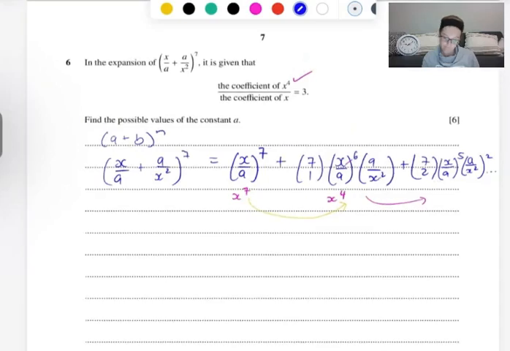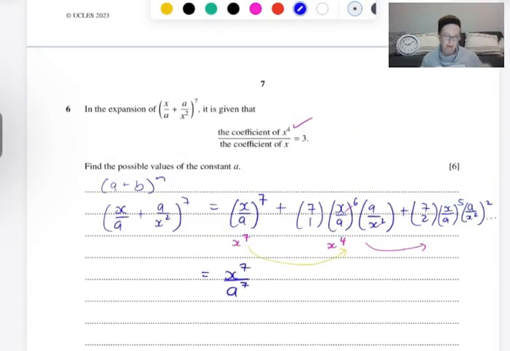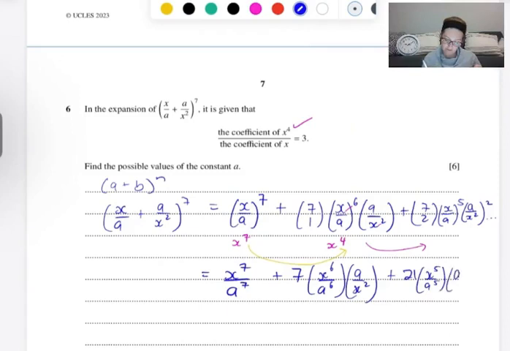All right, and let's simplify. So we've got x to the power of 7 over a to the power of 7. I don't even need that, actually, in hindsight. Anyway, 7 combination 1, I'm pretty sure that's just 7. I don't know why I need to do that, but anyway, x^6, a^6, a over x squared. Nothing too complicated there. 7 combination 2 is 21, x^5, a^5, and then a squared, and then this becomes x to the power of 4.